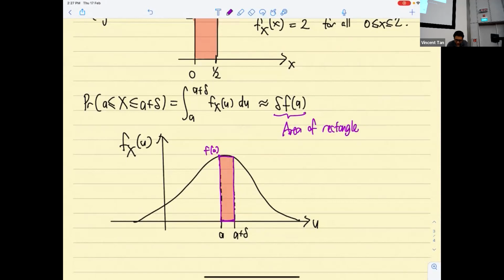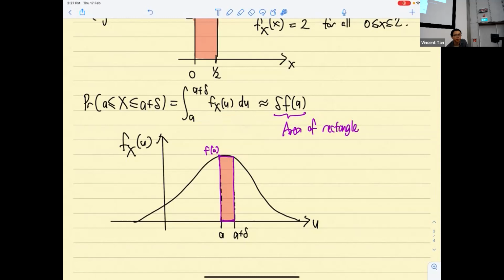So the exact area under the graph is the integral from a to a plus delta of the probability density function. But that is approximately the rectangle, if this part is very nice and doesn't fluctuate much. Then these two are almost the same. Do you agree? Common sense, right?